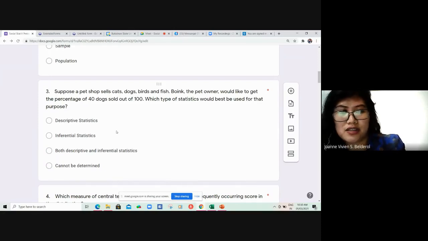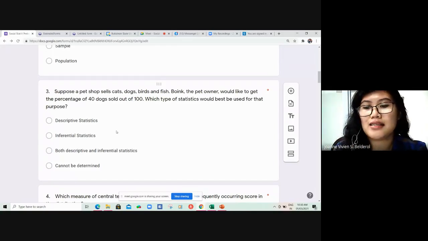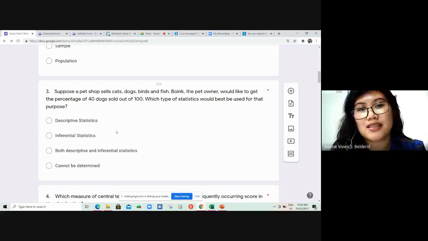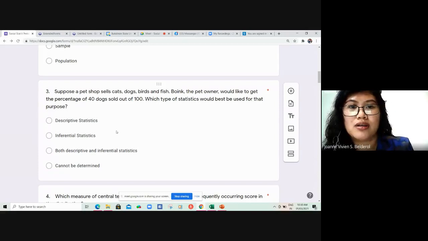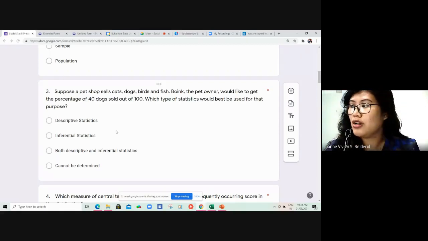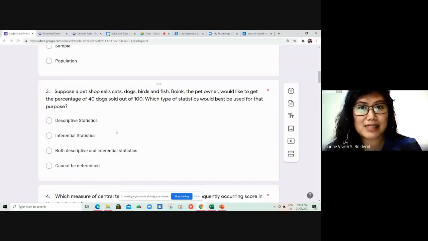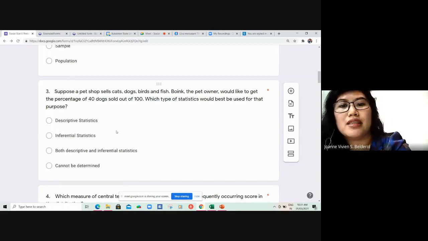Now, for us to answer this question, what is the difference between descriptive stat and inferential stat? I think we have already discussed this last time, that descriptive stat is purely describing the data that you have, whereas in inferential stat, you're trying to get data about the population based on the sample that you have. So, sa inferential stat, characteristics sa sample na gusto nimo mabaw-an or gusto nimo i-assume based sa imuhang sample, inferential. So here, the pet owner would just like to simply know pila ka percent sa dogs ang na-sell out of 100. So purely description. That's why the correct answer for number 3 is descriptive statistics.